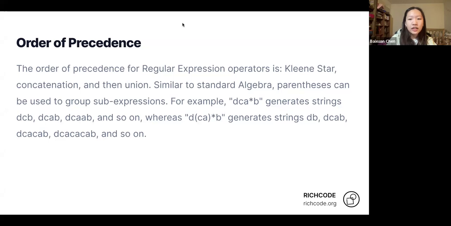For example, DCA* B generates strings DCB, DCAB, DCAAB, and so on, whereas D(CA)* B will generate DB, DCAB, DCACAB, DCACACAB, and so on, which basically means the parentheses change what can repeat. This isolates and puts the C and A together as one expression, and then we have to repeat CA instead of just repeating A from before.